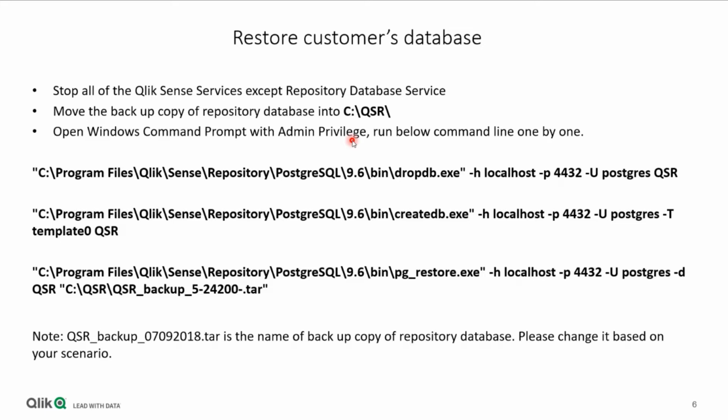Then, the next step is to run these command lines below. The first command line is to drop the database that we currently have. After dropping the database, the second command is to create a new database template. Then, the last command is to restore the backup database that the customer provided to us. Please note that the name of the backup copy of the database, you need to change based on the scenario.